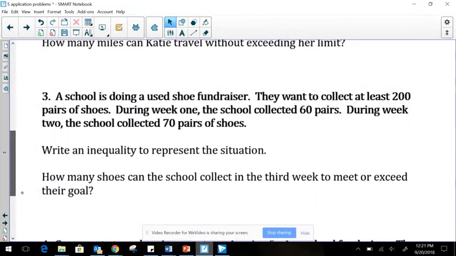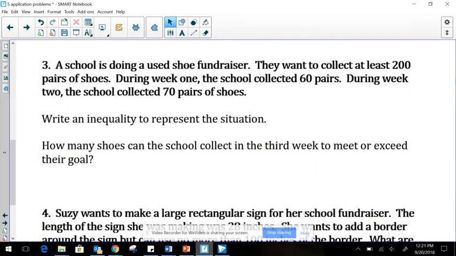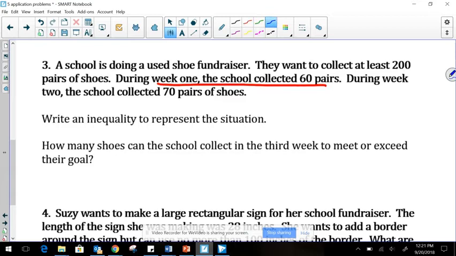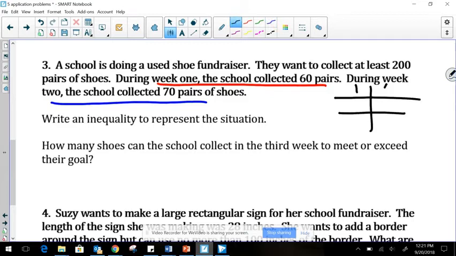Let's do number 3. A school's doing a used shoe fundraiser. They want to collect at least 200 pairs of shoes. During week 1, the school collected 60 pairs. During week 2, the school collected 70. Okay, so we see here week 1, there was 60. Week 2, there was 70. So I'm going to make a little table here. So week 1 was 60. Week 2 was 70.